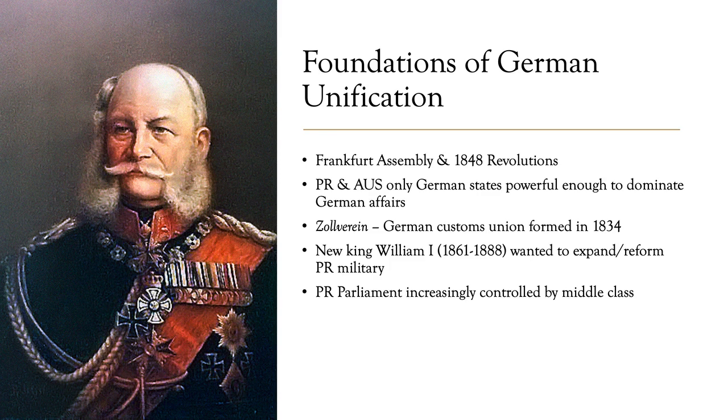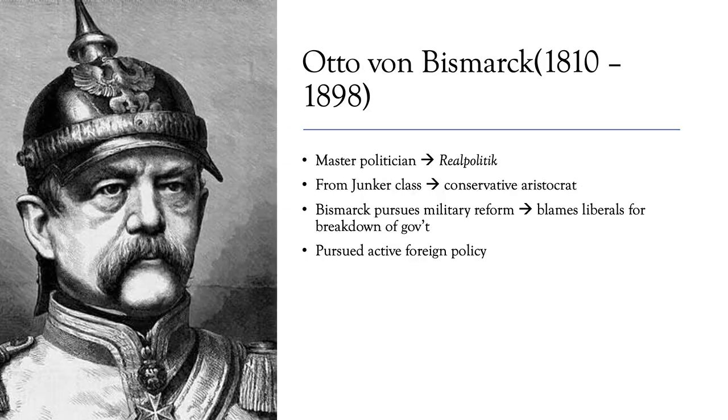But William I was not going to take this slight. He was not going to accept Parliament's attempt to overrule him. And so in reaction to this, William I is going to appoint a new prime minister for Prussia. And this new prime minister is probably one of the most famous and influential European politicians of all time, and that is none other than Otto von Bismarck.